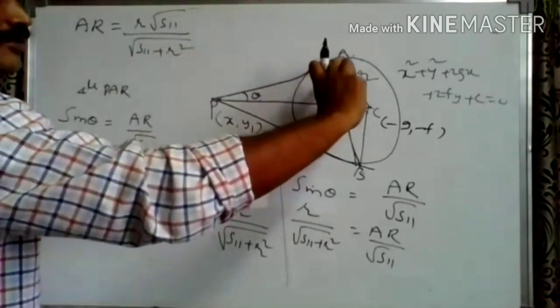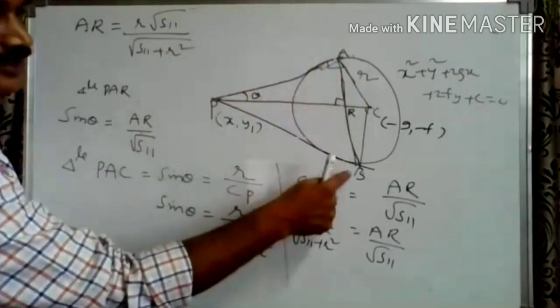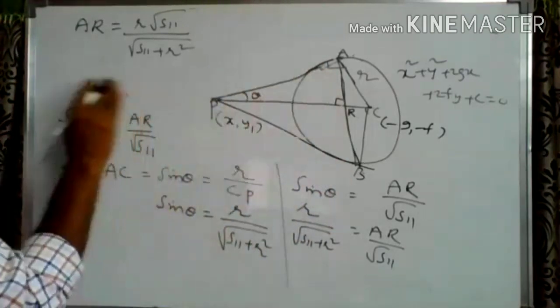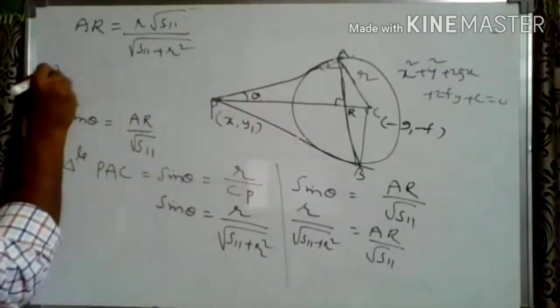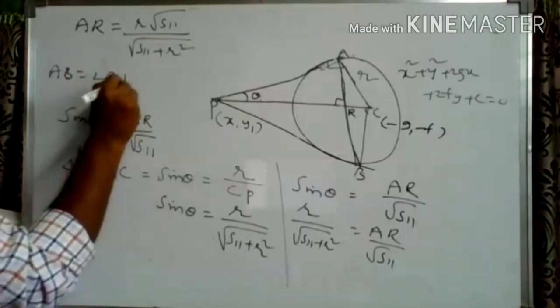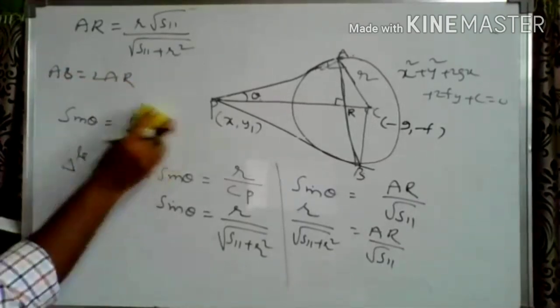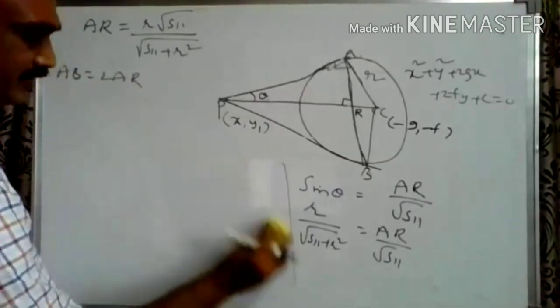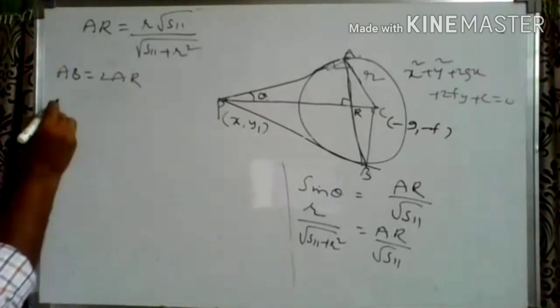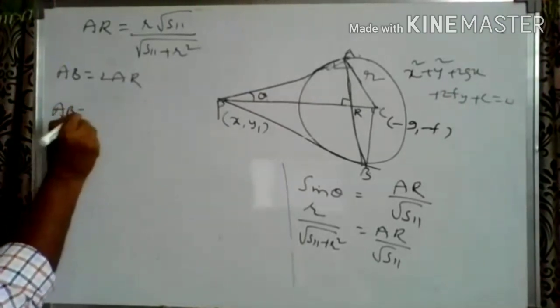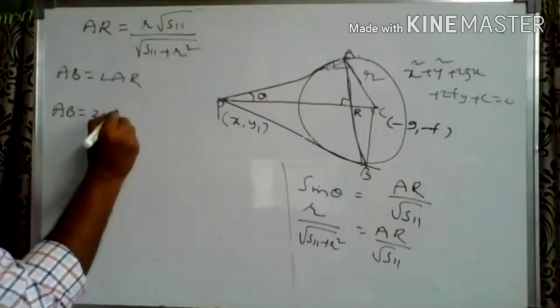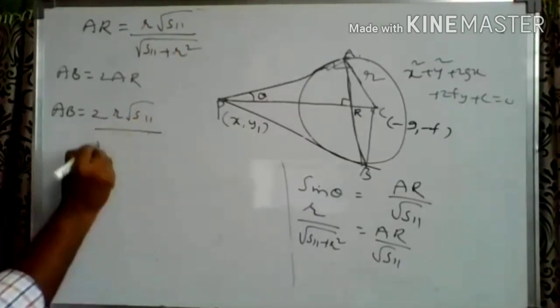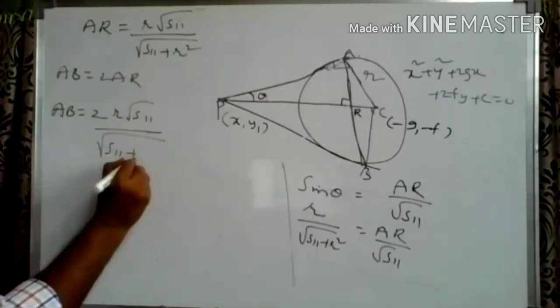Here we calculated AR, but the length of the chord of contact is AB. AB is equal to 2AR. Therefore, AB is equal to 2 into AR, where AR is equal to R into root S11 by root of S11 plus R square.